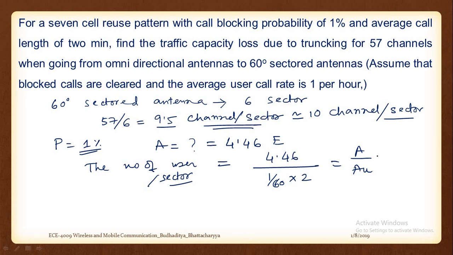Nothing more than that. What is the value you are getting? 4.46 divided by 1 by 60. Around 134 users. So this is per sector. Please remember, this is where it's important. We are calculating all this per sector. So there are 6 sectors. So the total number of users U is given by 134 multiplied by 6.